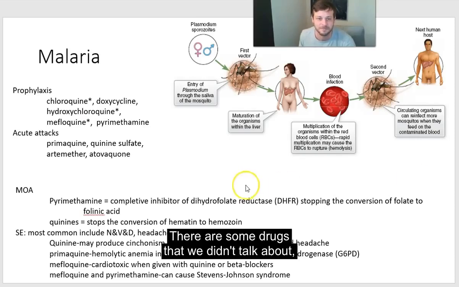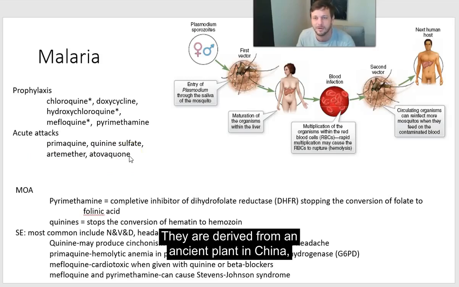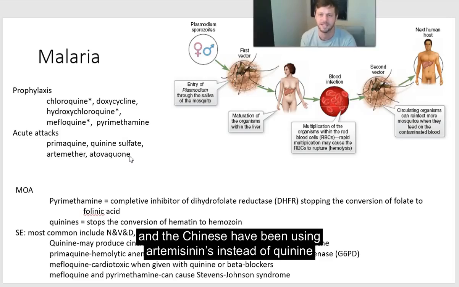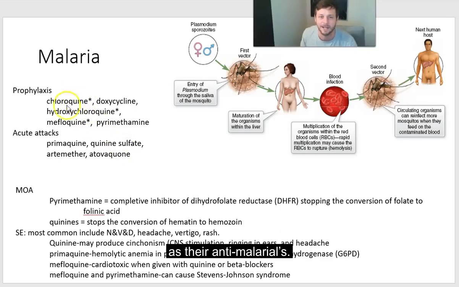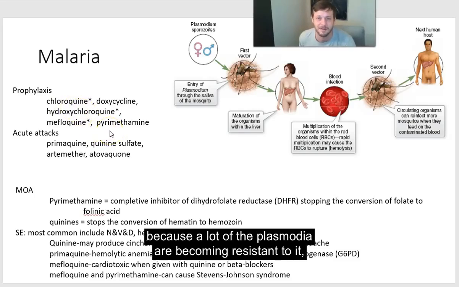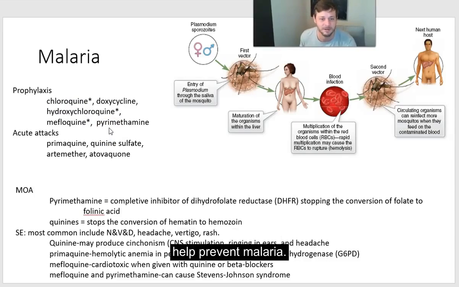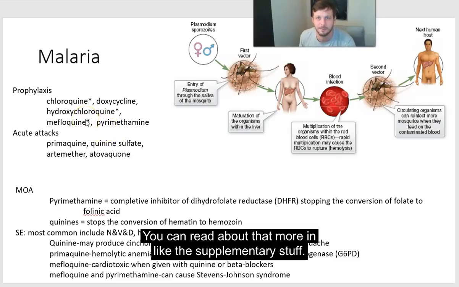There are some drugs that we didn't talk about, and there are your artemisinins, derived from an ancient plant in China. And the Chinese have been using artemisinin instead of quinine as their anti-malarials. And nowadays, quinine's kind of going out of style because a lot of the plasmodiums are becoming resistant to it. And so your artemisinins are kind of coming on board to help prevent malaria. You can read about that more in the supplementary stuff.